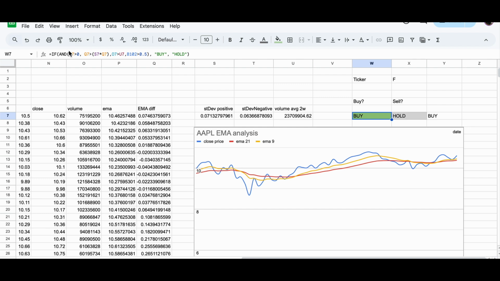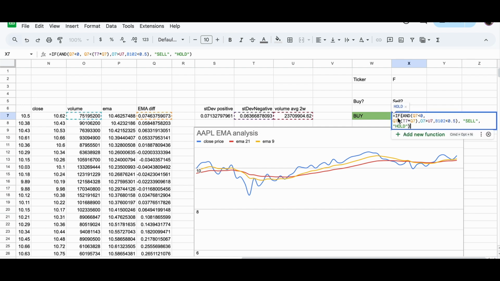And then if all those four conditions are satisfied, then I put the buy rating. If they're not satisfied, I put the hold rating. The same I do for sell, but this time it's slightly different. Let's see the formula for the sell. In the sell, I check that the EMA difference should be less than 0. This is where the yellow line crosses the red line downwards. Then the second condition is the standard deviation, but this time we take a negative standard deviation.